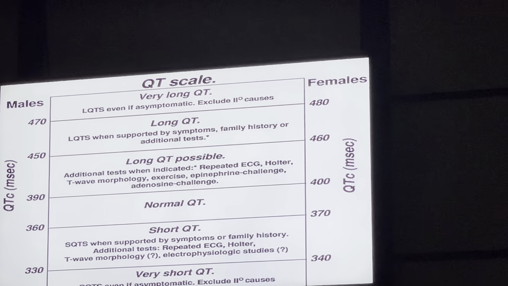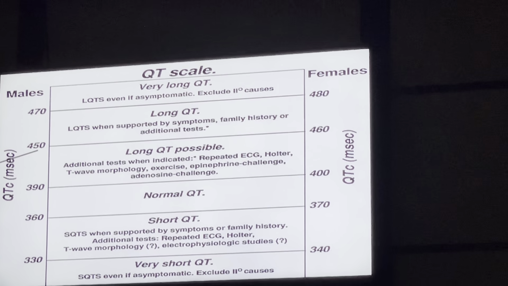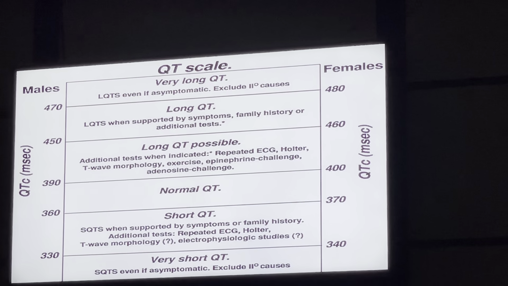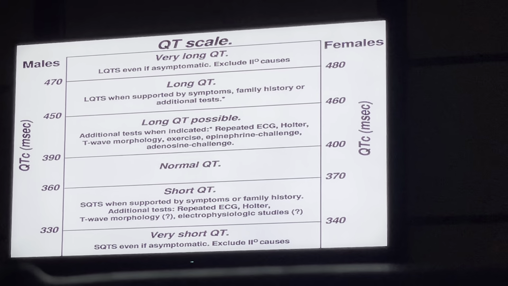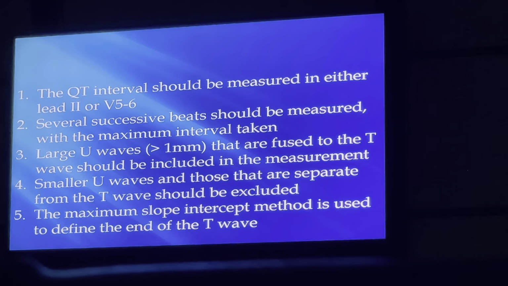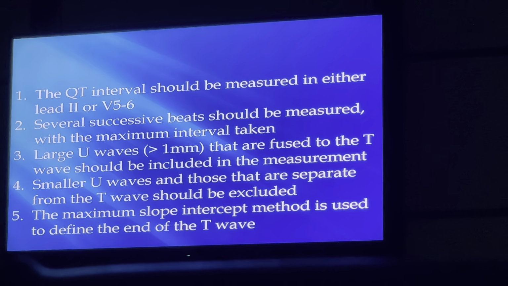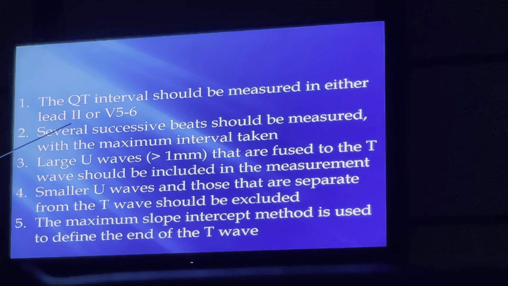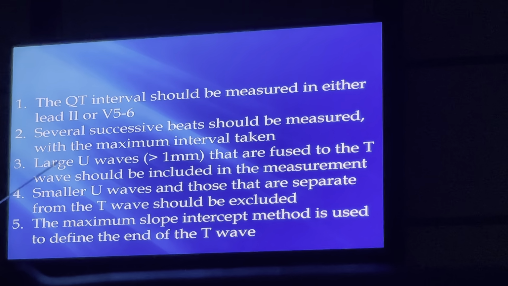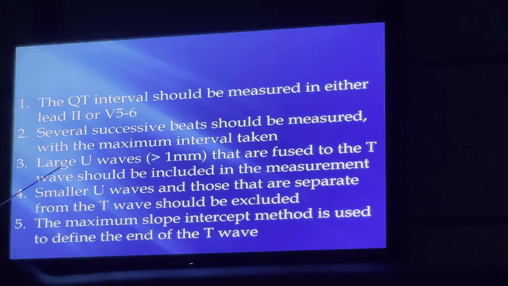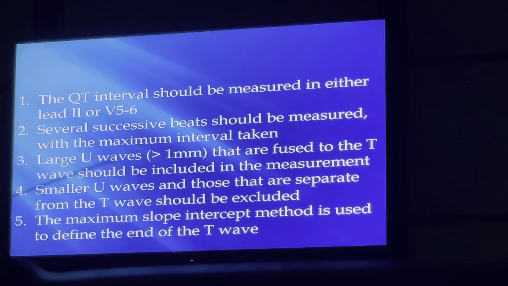So this is the very long QT we have already discussed. Just remember, if it is more than 500, it is very long. Next. QT interval should be measured in either lead 2 or V5, V6. Several successive beats should be measured with the maximum interval taken.